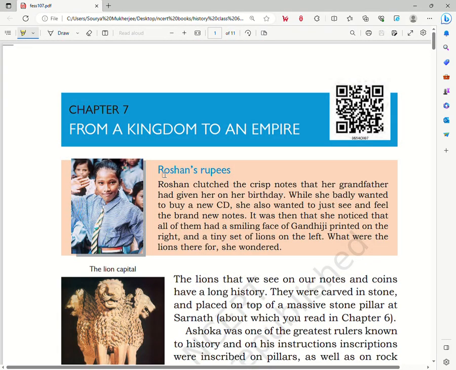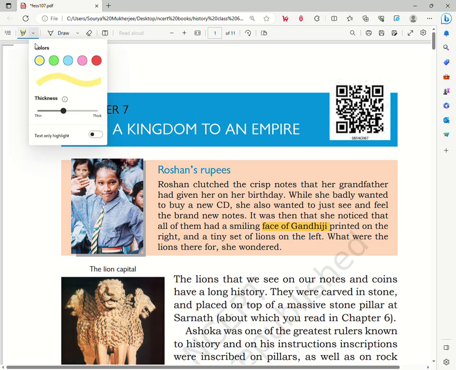Let's just see the first story. Roshan's rupees. Roshan clutched the crisp notes that her grandfather had given to her on her birthday while she badly wanted to buy a new CD. She also wanted to just see and feel the brand new notes. It was then that she noticed that all of them had a smiling face of Gandhiji printed on the right and a tiny set of lions on the left. What were the lions there for?